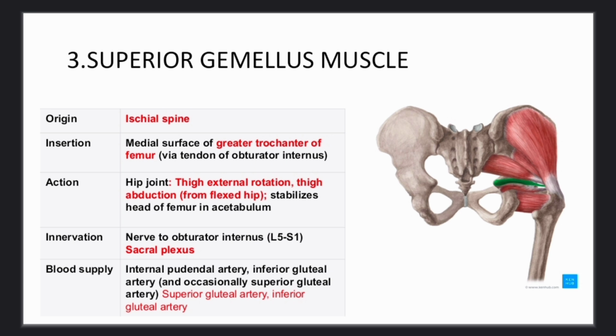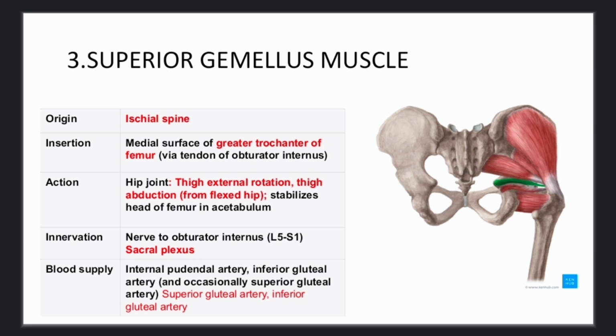Functions, again the same: lateral rotation of the thigh at the hip joint, abduction of the thigh when the hip is flexed, and stabilization of the head of the femur within the acetabulum. So daily life examples are the same as obturator internus.